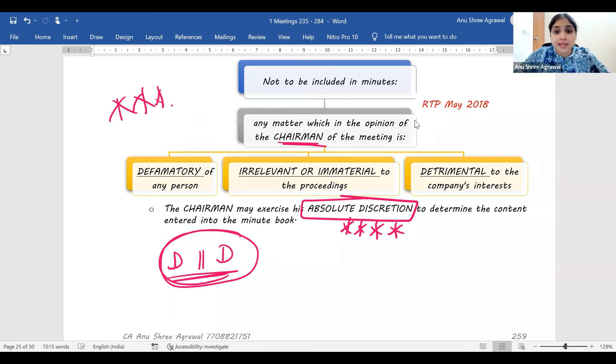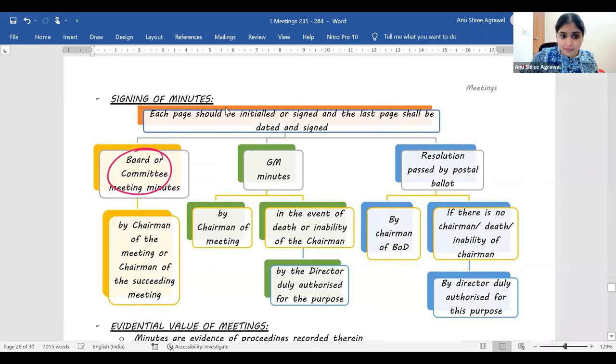Then, coming to the next important point, who will sign the minutes? If it is board meeting minutes, then chairman of that board meeting or chairman of next board meeting. But if it is general meeting minutes, chairman of the meeting has to sign. In case he dies or in case he is not able to sign, not chairman of next meeting, then whom? Board of directors will authorize a director, that director will sign.